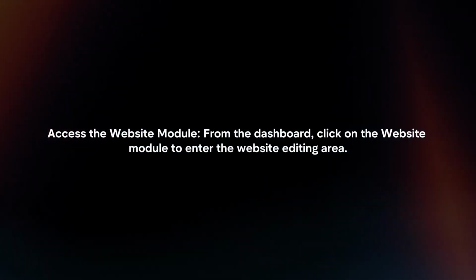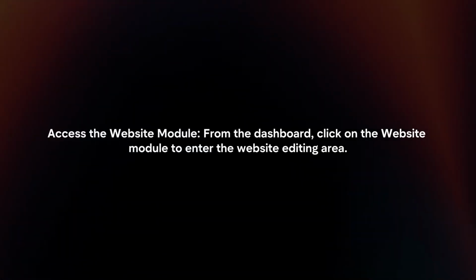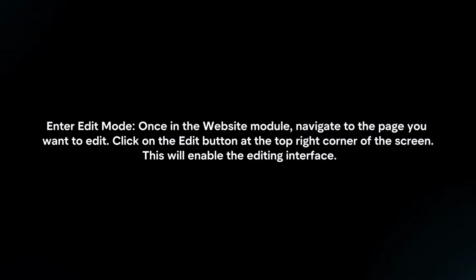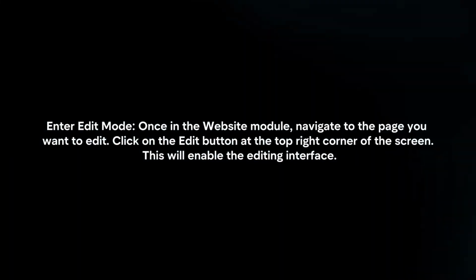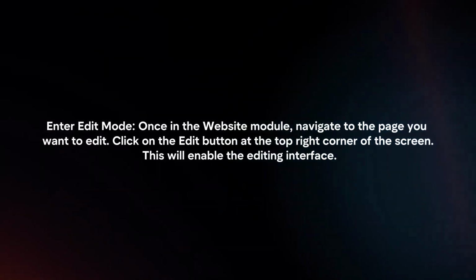Access the website module. From the dashboard, click on the website module to enter the website editing area. Enter edit mode. Once in the website module, navigate to the page you want to edit. Click on the edit button at the top right corner of the screen. This will enable the editing interface.